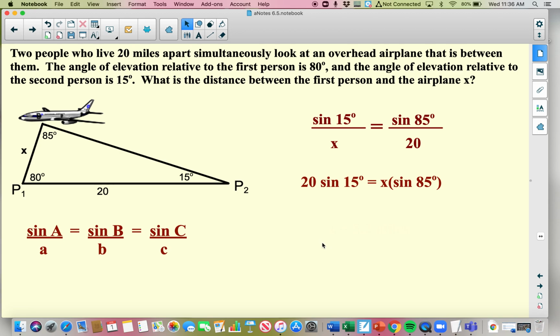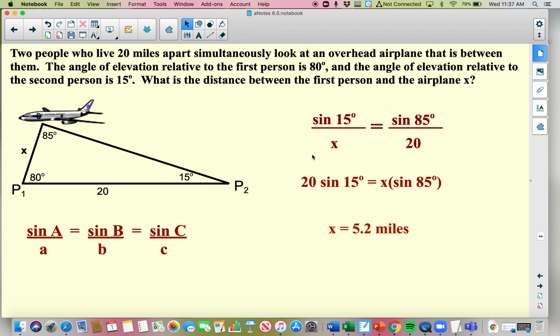We're back to triangles. To solve for x, obviously I'm going to divide by sine of 85. So I'm going to dump this 20 times sine of 15 into my calculator, divide by sine of 85, and you get 5.2 miles. And you probably want to make sense of that. Does it seem logical that a person is 5 miles from an airplane? Sure, I guess the airplane must be descending or ascending, but not very far above that person.